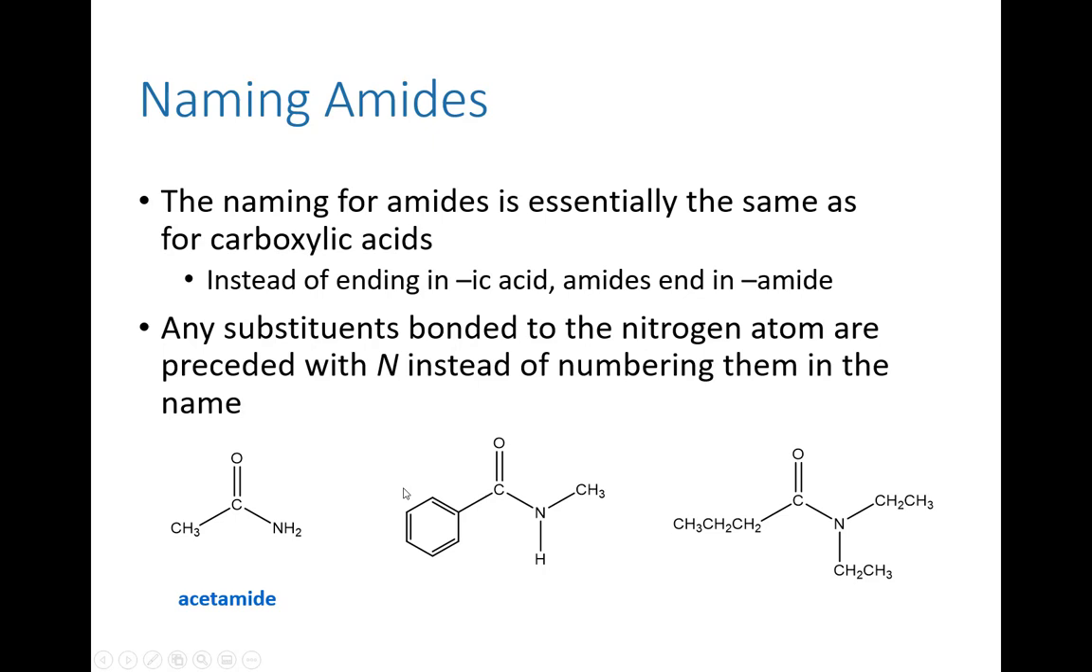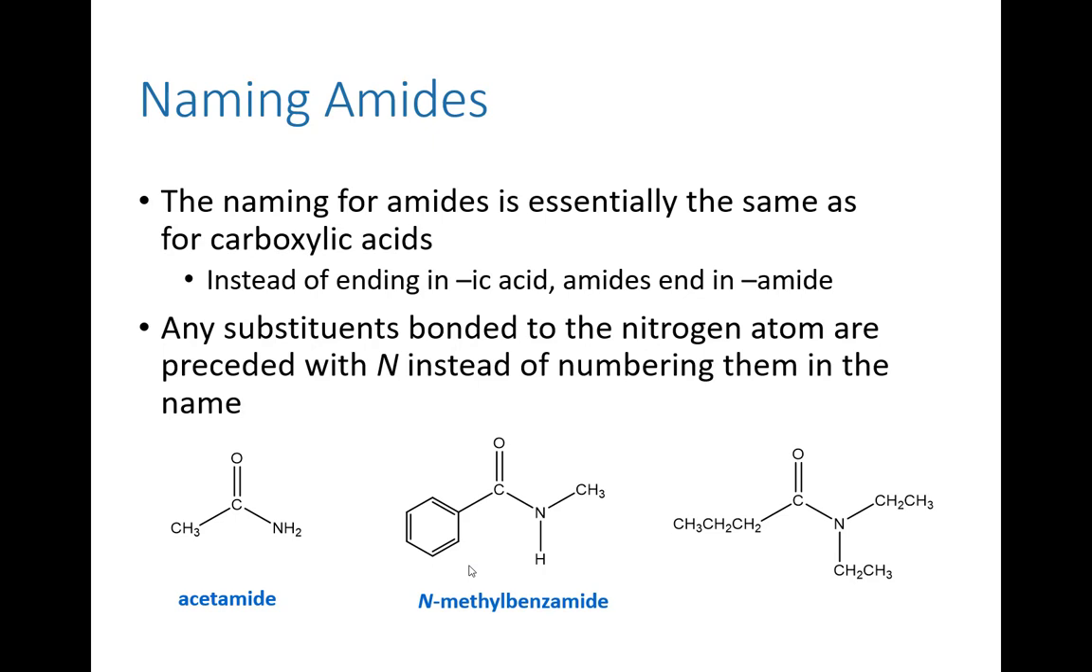How about here? So again, this would be coming from an OH group here. This would be benzoic acid. So if these were both hydrogens, that would have been benzamide. However, we have a methyl group on the nitrogen, and this is where that N naming comes into play. So we're going to say N-methylbenzamide.